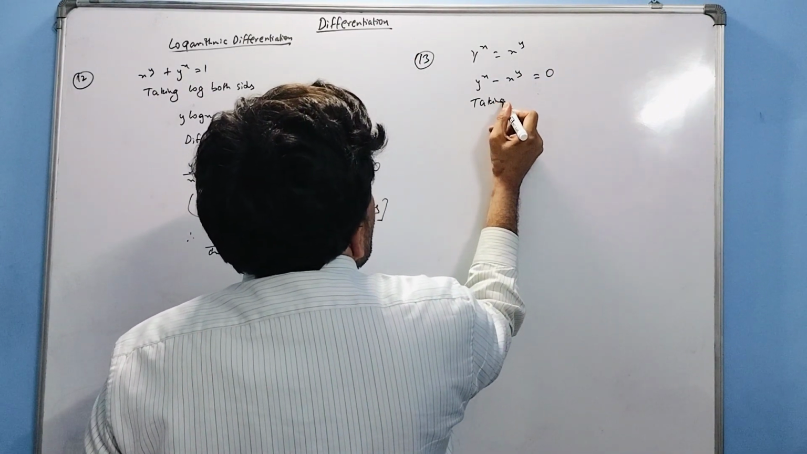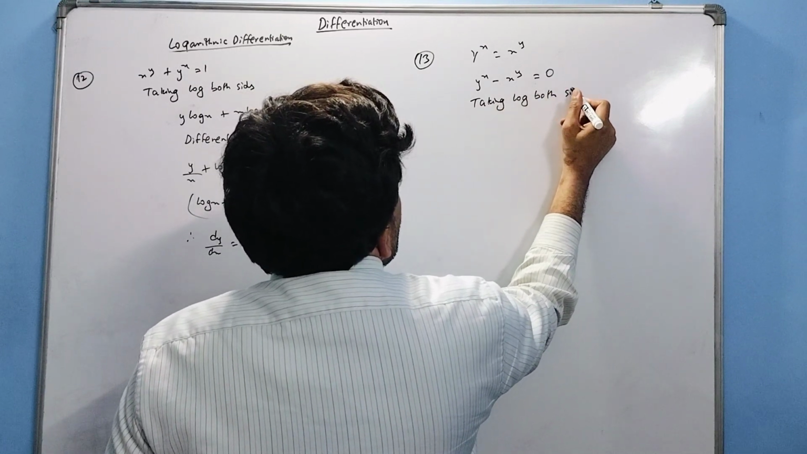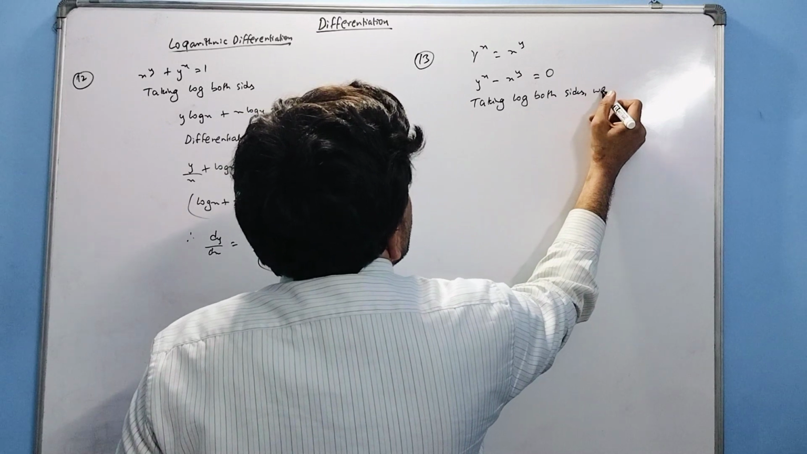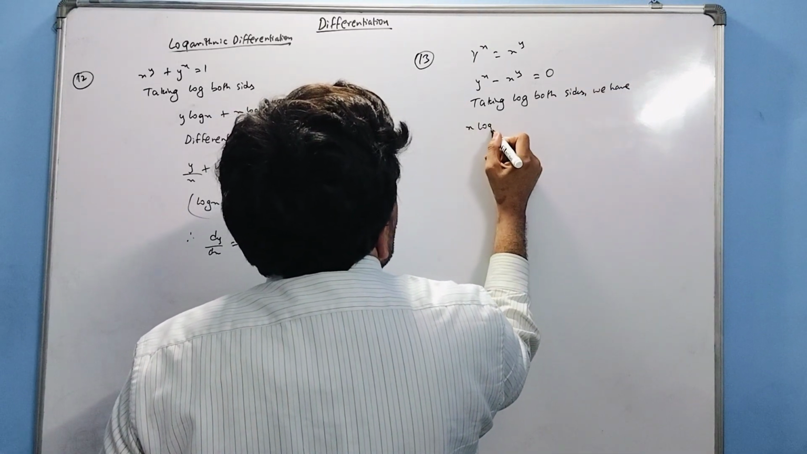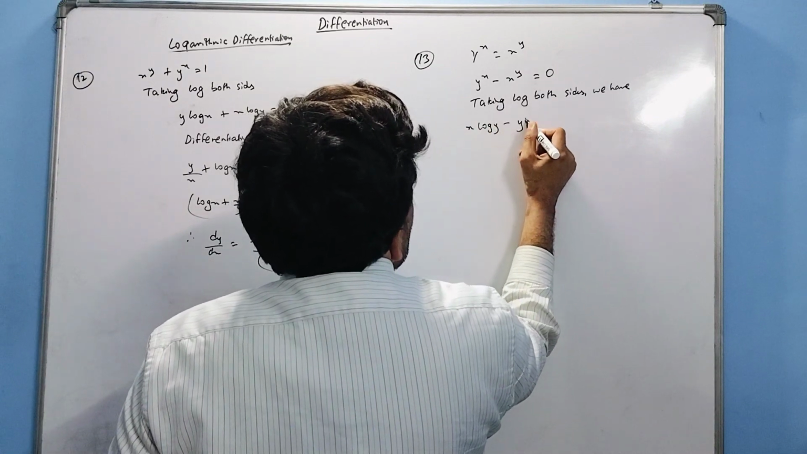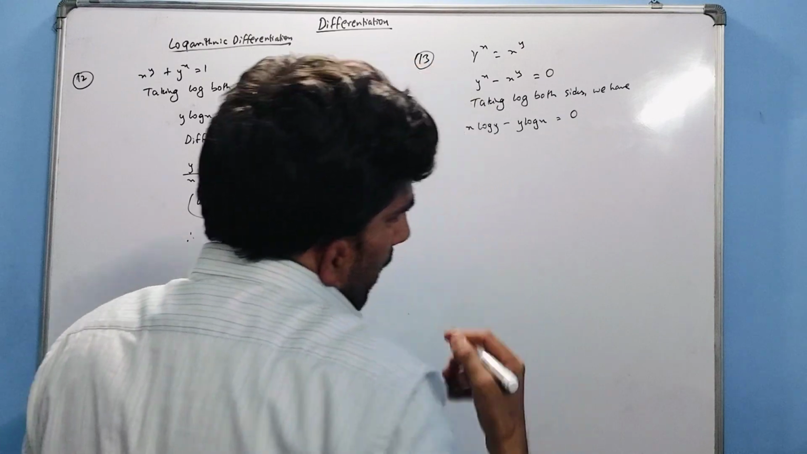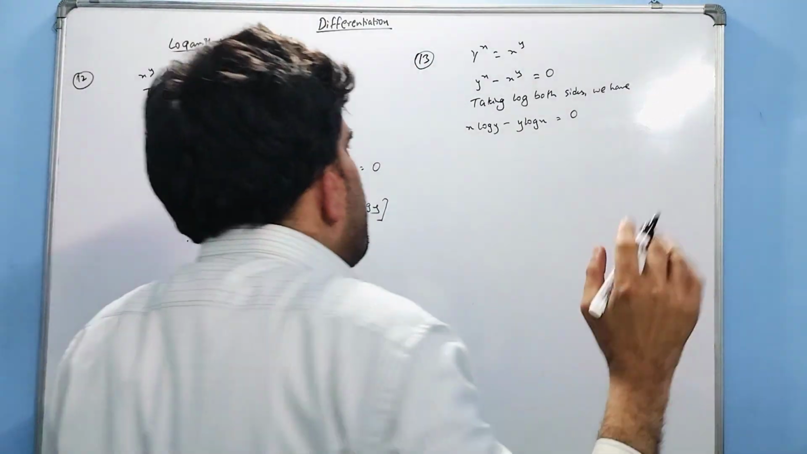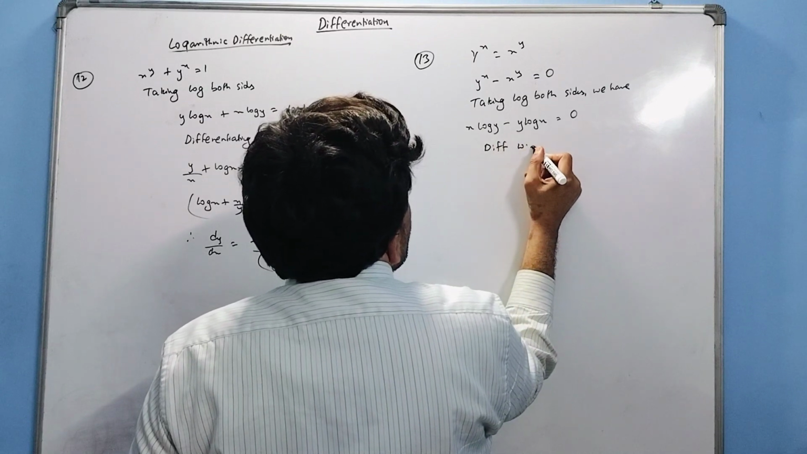Taking log both sides, we have x log y minus y log x is equal to 0 here, because you know taking log of 0 will be 0. So now what will happen? Differentiate with respect to x.